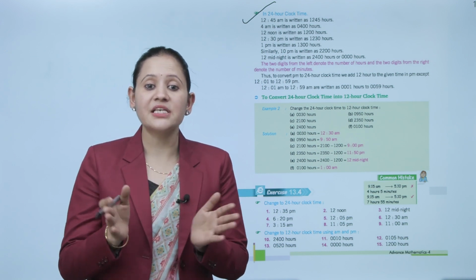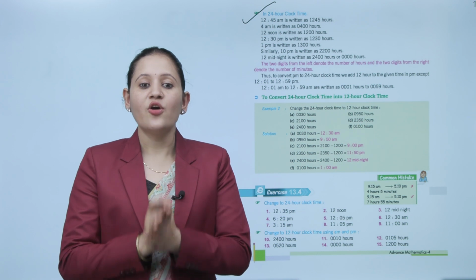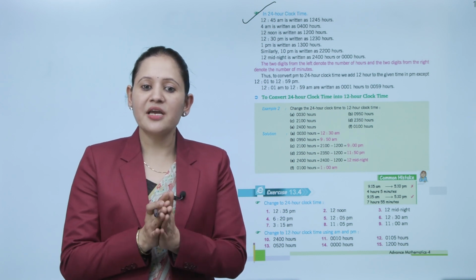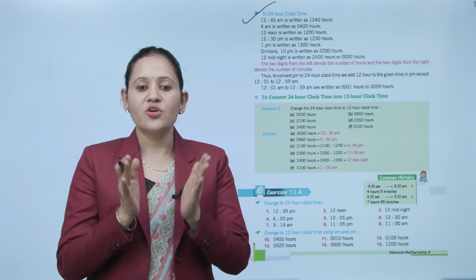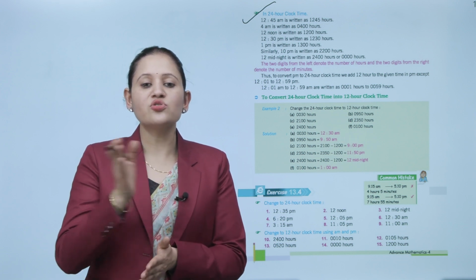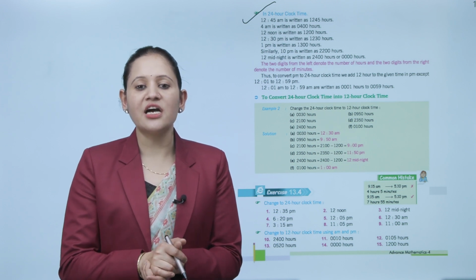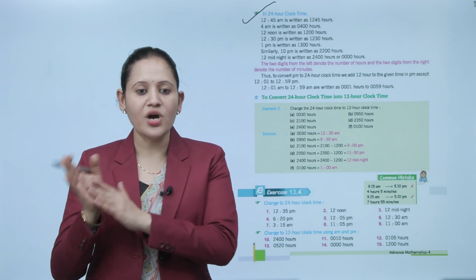12:30 p.m. is written as 1230 hours. 1 p.m. is written as 1300 hours. Similarly, 10 p.m. is written as 2200 hours. 12 midnight is written as 2400 hours or 0000 hours.